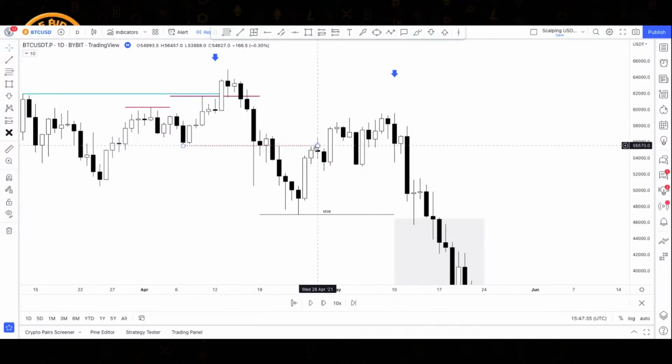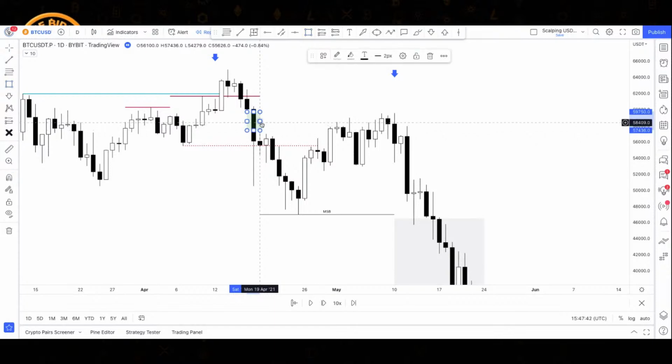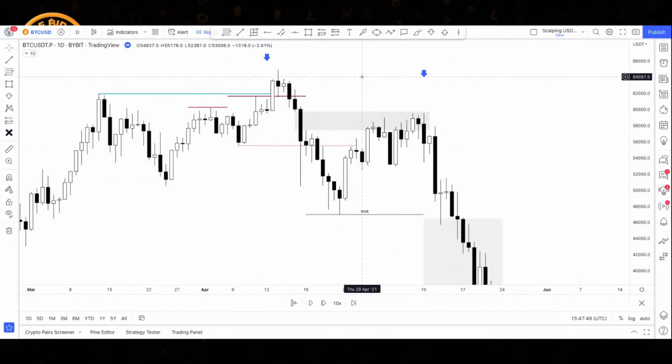Means that we can sell here on the retest, our stops above the swing high, or we can look for an inefficiency, like a fair value gap, that we would look to trade this into. All right. So that's the long and short of it.